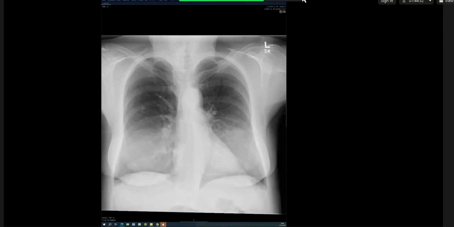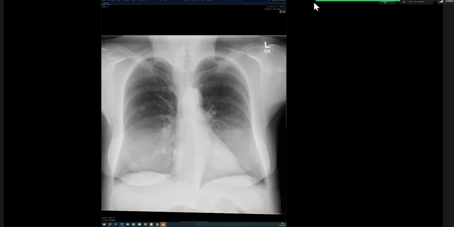Concerning for a malignancy. What's the difference between a mass and a nodule? The nodule is smaller than a mass. So how small? What's the cutoff? Is a mass more than 3 centimeters? Yeah, 3 centimeters. So is this a mass or a nodule? Sorry, this would be a nodule. Yeah. So what do we want to do next?